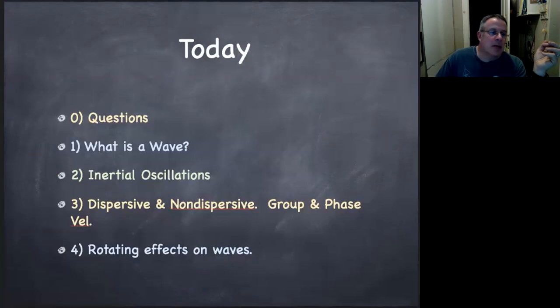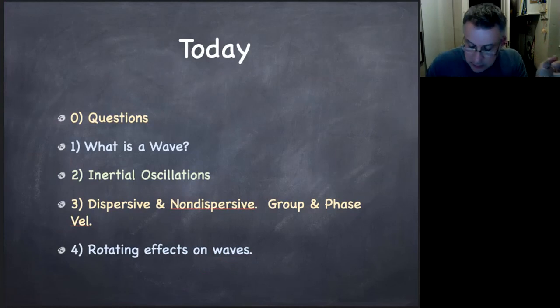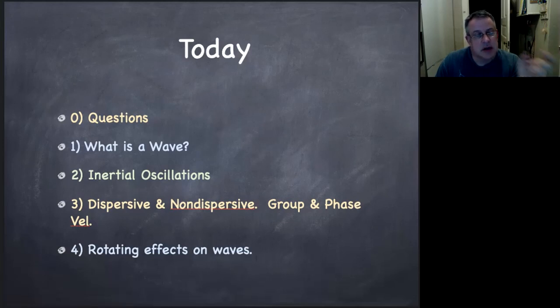So the questions that we will begin with are, what is a wave, after all? And we'll revisit inertial oscillations, think about those from the perspective of waves, and then we'll get to this key concept for the kinds of waves we're going to be thinking about. Waves that disperse, that is different wavelengths that separate out over time, and waves that do not disperse, where all wavelengths travel at the same speed. And that's going to give us 2 important concepts to focus on: the group and phase velocities. And then the last piece we're going to talk about is how rotation affects waves.